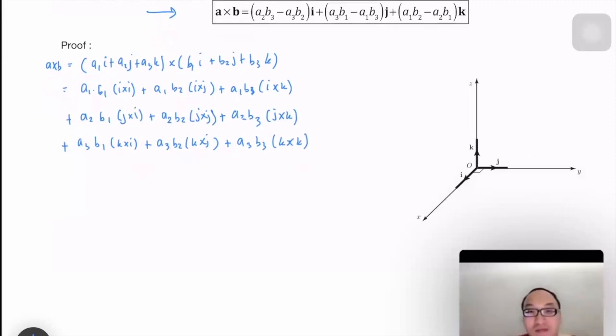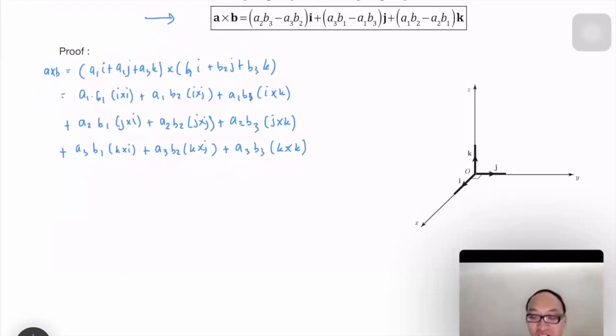Okay, if you see again here, now using the definition, I cross I is parallel, so it equals 0 because they are parallel. The same goes for J cross J and K cross K.